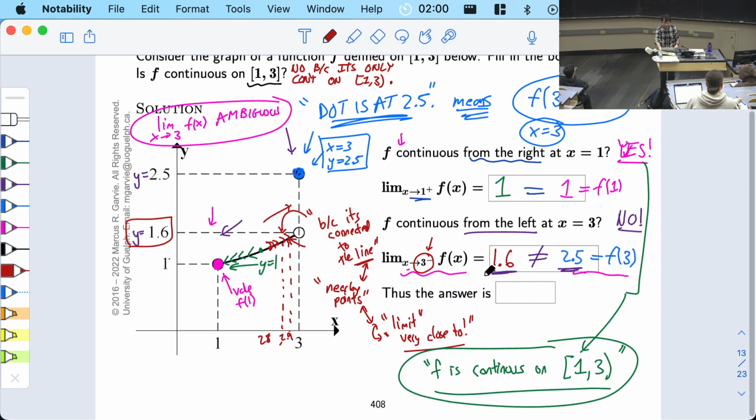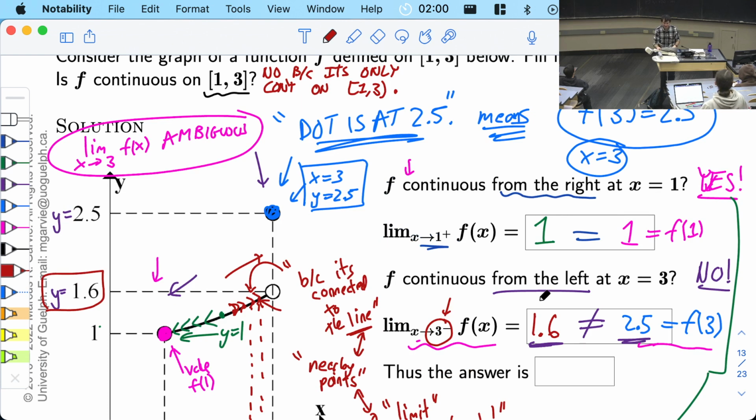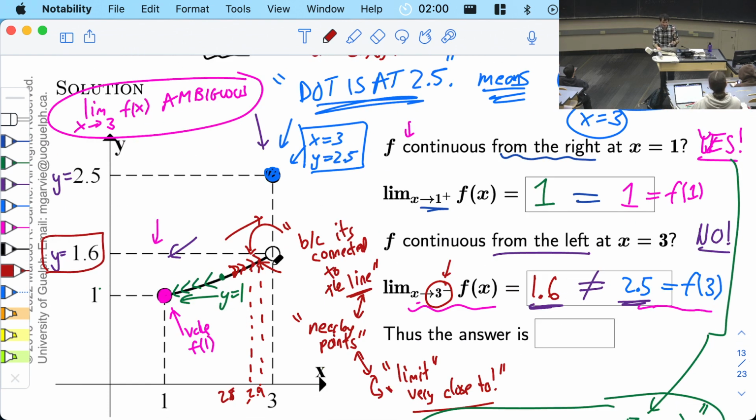So f is continuous from the left at x equals 3. The answer is no. That's this side. And again, don't get mixed up. You might think, why is it from the left? It's on the right side of the page. But it's from the left because we're approaching from the left, even though it's on the right side of the page. I might have mixed up my lefts and rights in talking. Hopefully it's clear. It's a little confusing. From the left means on the right side.